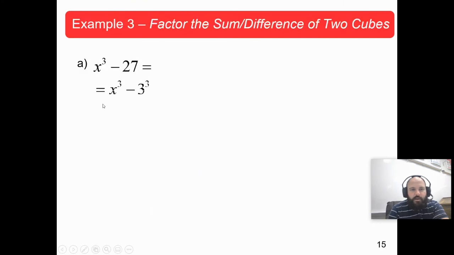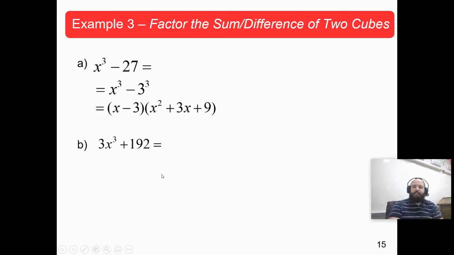And this is our u, x is our u, 3 is our v, and we're going to plug it right into the formula. So it's u minus v, and then it becomes u squared, which is x squared, plus u times v, so 3 times x, plus v squared, which is 3 squared, which becomes 9. So that allows us to split this x cubed minus 3 cubed.